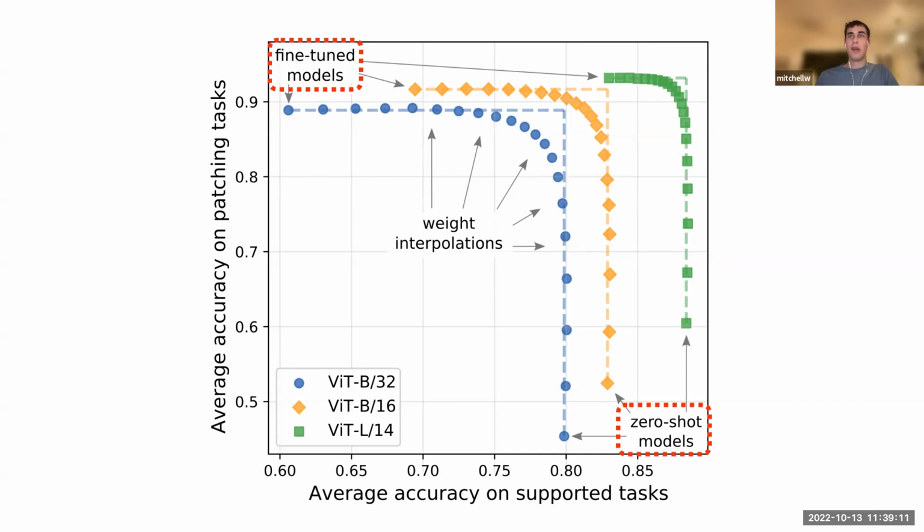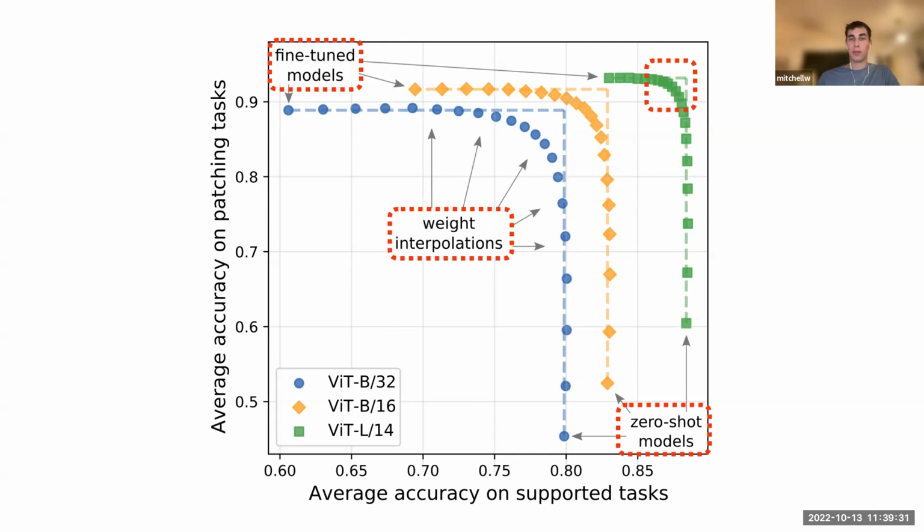supported tasks. But when we interpolate the weights, we see that we're able to produce a model which performs well on all these tasks. This is especially true for the large model, the ViT-L/14, which, it's worth noting, also has less of a performance drop on the supported tasks.